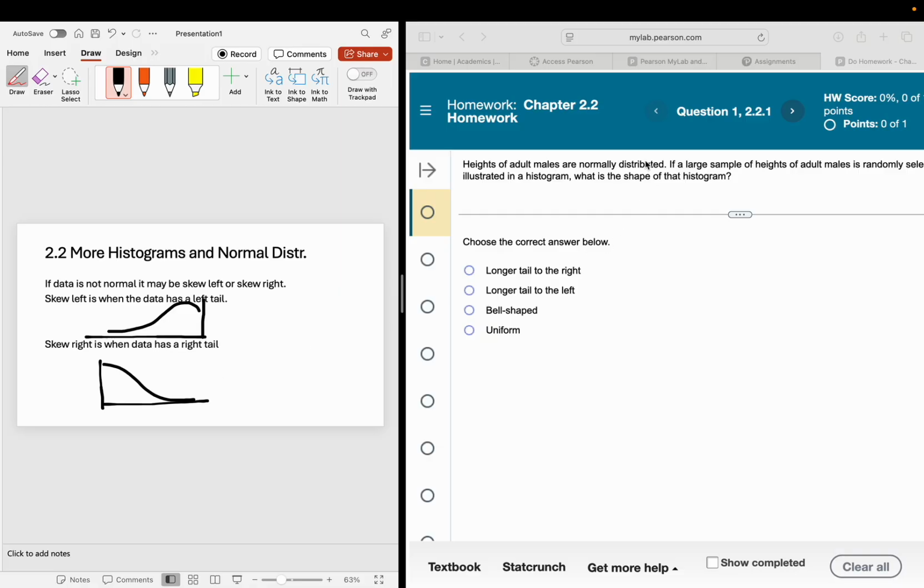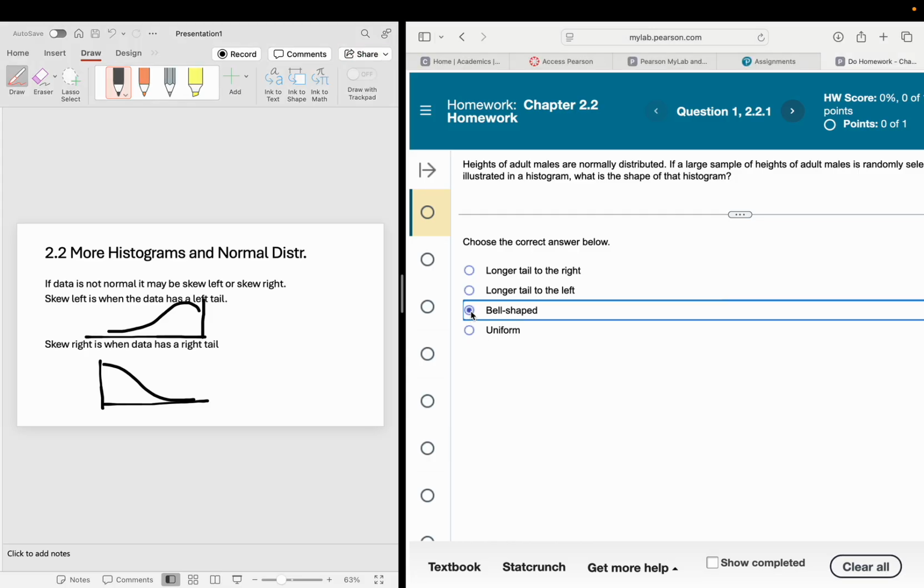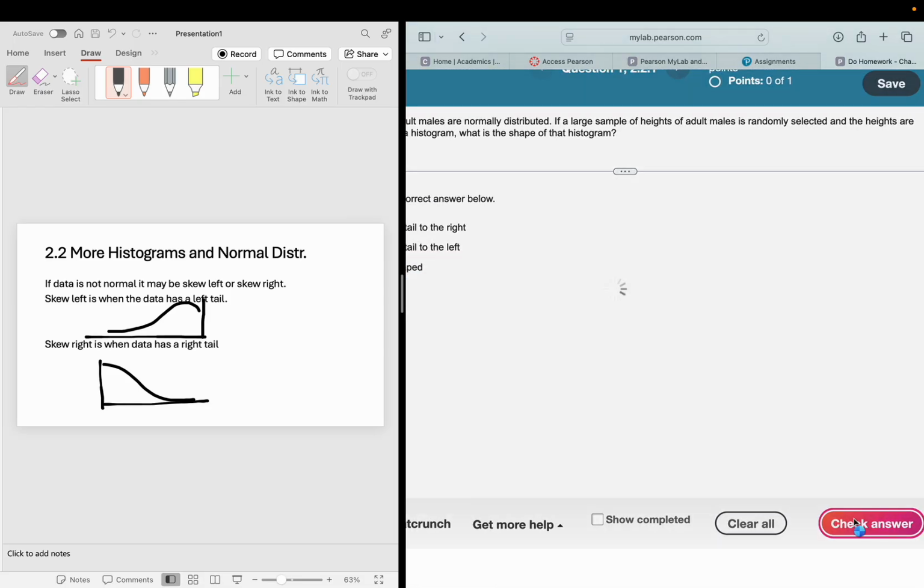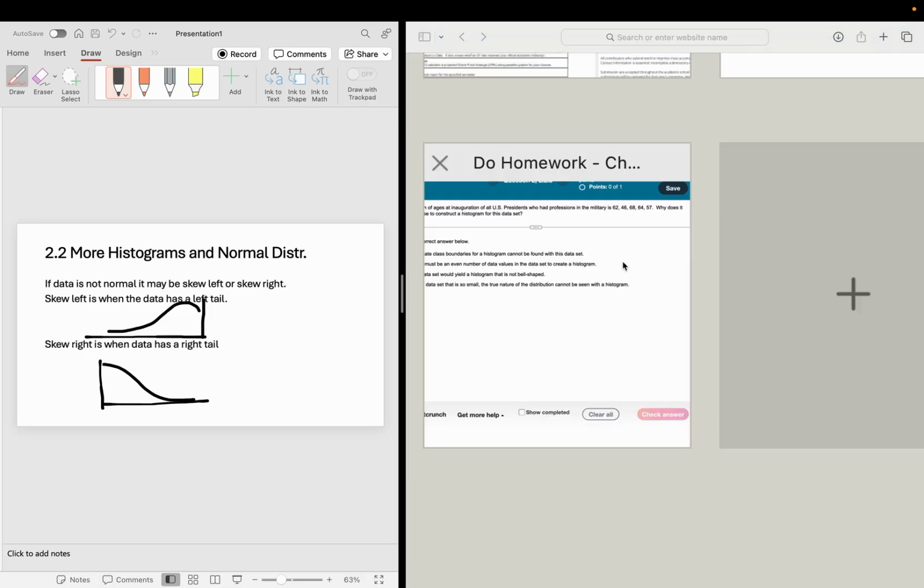Okay, if adult male heights are normally distributed and we select a random sample and create a histogram, well, we would expect it to be bell-shaped, because if it's normally distributed, we know that the normal distribution looks like a bell curve.